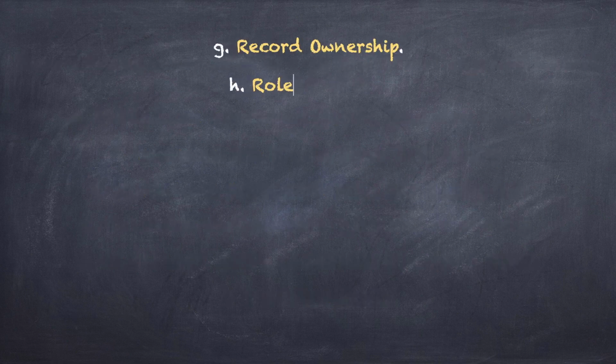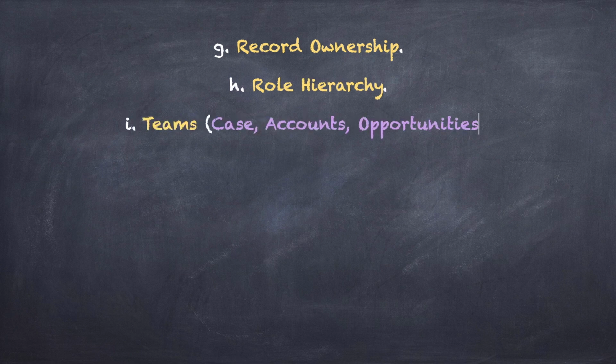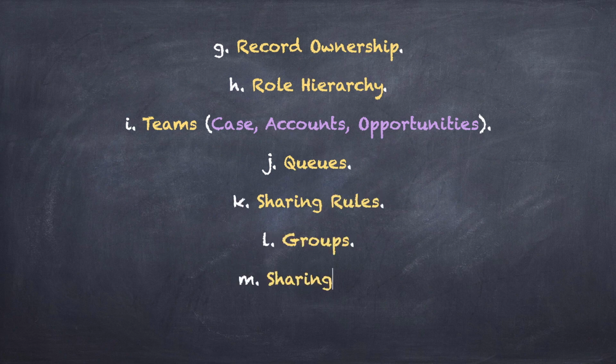There could be other ways, which could be record ownership, role hierarchy, teams, it could be case or account and opportunity, queues, sharing rules, groups, sharing sets, and manual sharing.